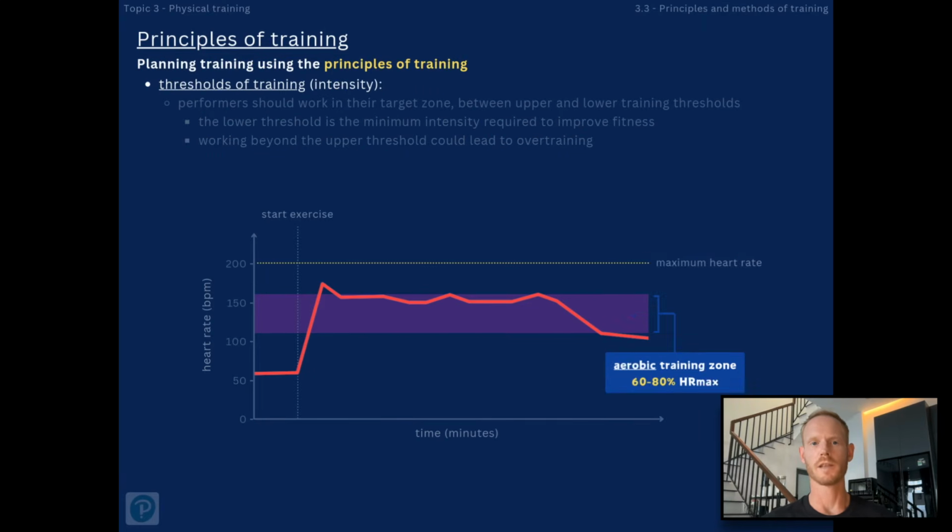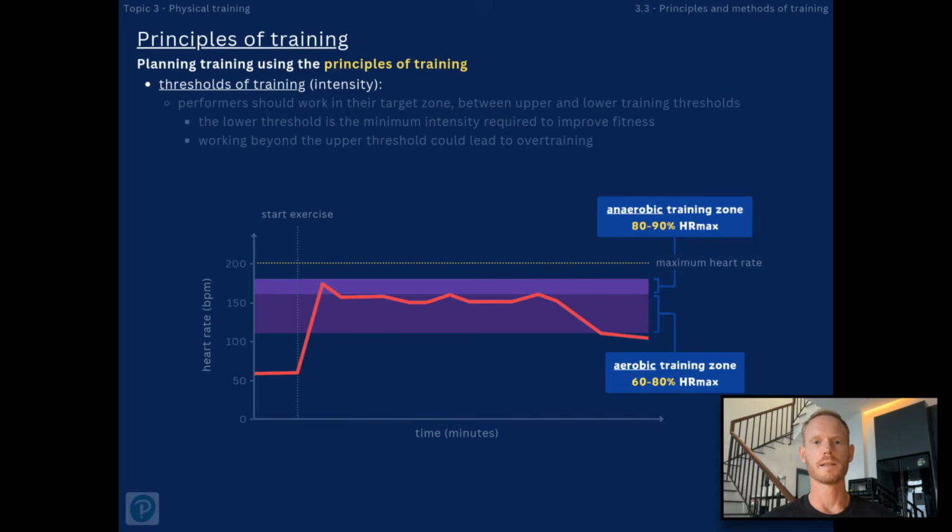For improvements in endurance or cardiovascular fitness, athletes need to work within their aerobic target zone. This means they need to maintain a heart rate of somewhere between 60 and 80% of their maximum heart rate for at least 20 minutes. For improvements in anaerobic fitness, the intensity needs to be higher. The anaerobic target zone is between 80 and 90% of maximum heart rate.